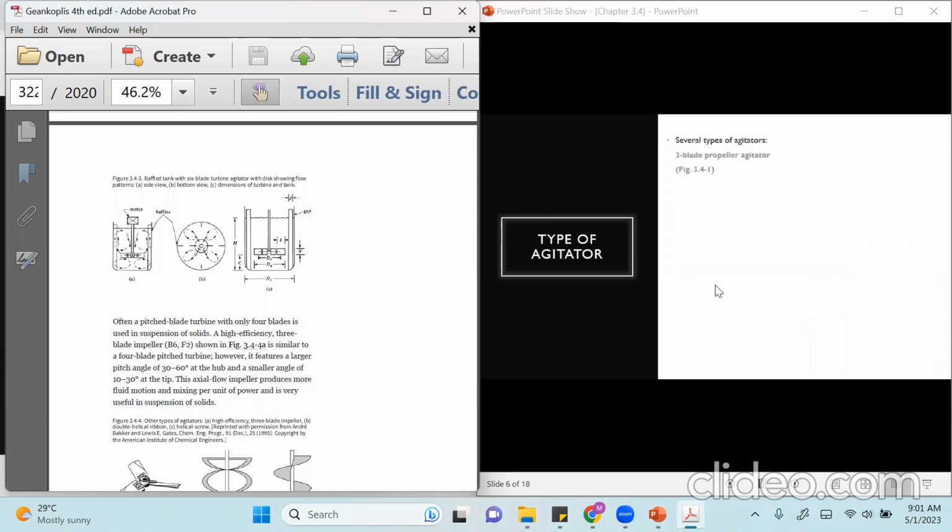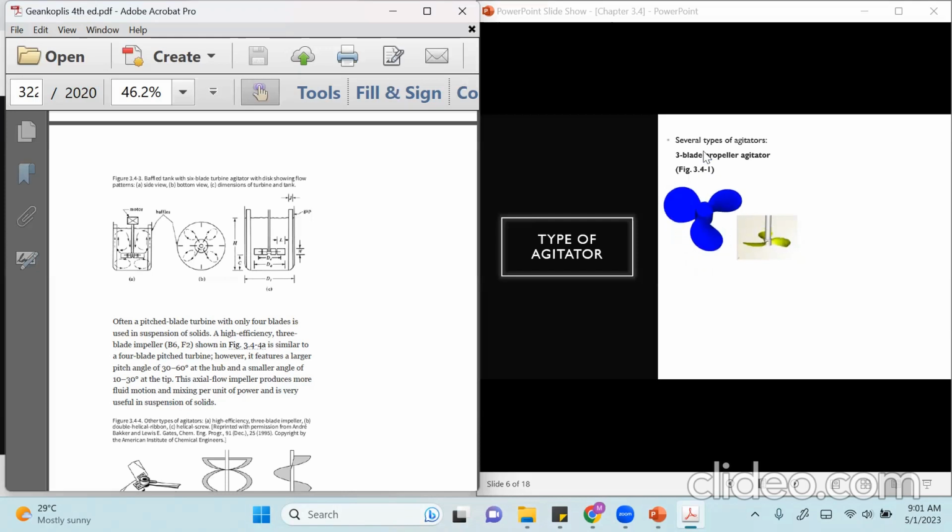Again, you can watch the four videos. You can just pause this video and then switch to the four videos. After you finish with the four videos and you know what the differences are between the baffled tank and unbaffled tank, then you can continue this class and continue to watch this video.